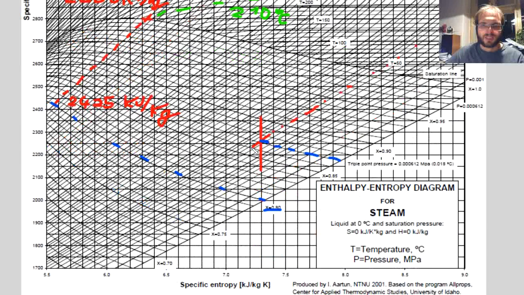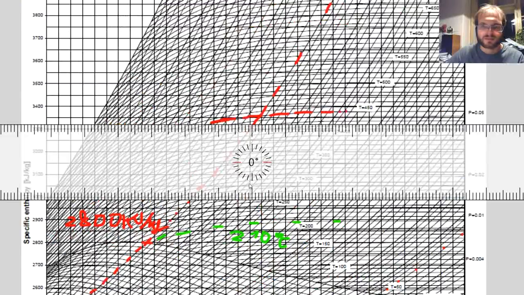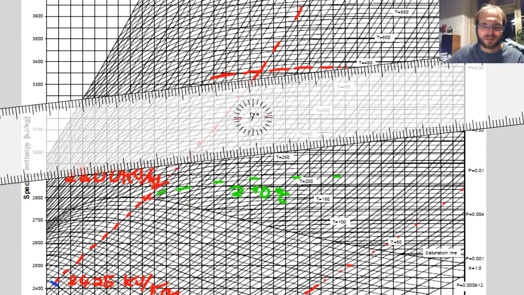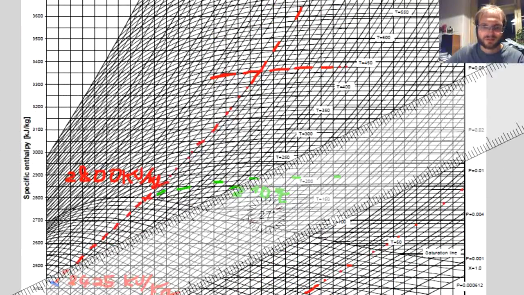And before we go back into the table and calculations, let's do the same thing for the low pressure side of the cycle, for the 7 kilopascals. So again, let's see what will be the enthalpy at some specified steam quality. So for example here at the 70%. So let's move the ruler.